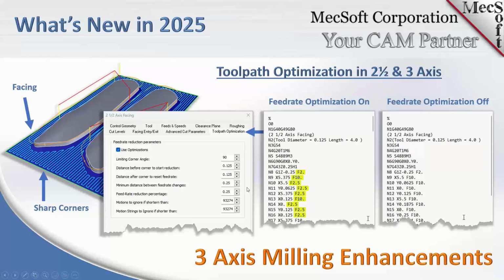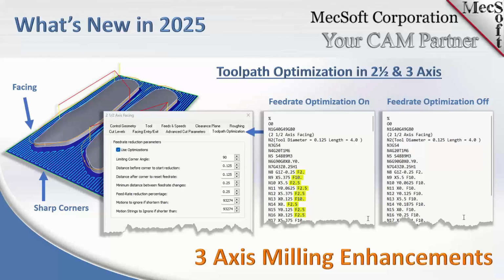Again, after the corner has been cut, when do you want to reset the feed rate back to the normal feed rate? That's the next parameter. So these are the controls we have. And then obviously the feed rate reduction percentage. How much do you want to reduce the feed rate as you're going into the corner, and then ignoring certain types of motions also. So quite a bit of control, and we see this as an area that we're going to be constantly working on to improve feed rates and other sorts of optimizations for the toolpath in the coming releases.